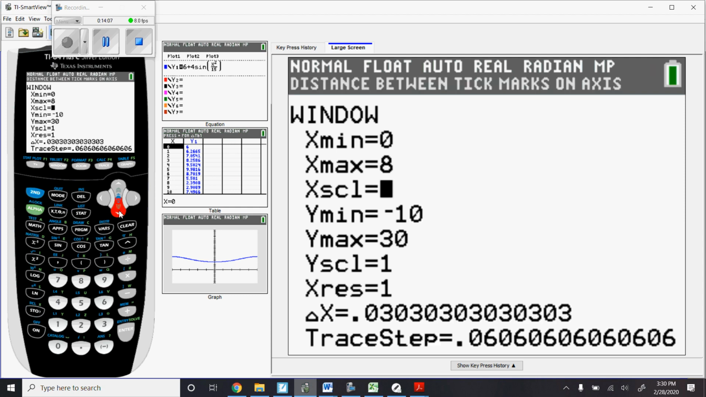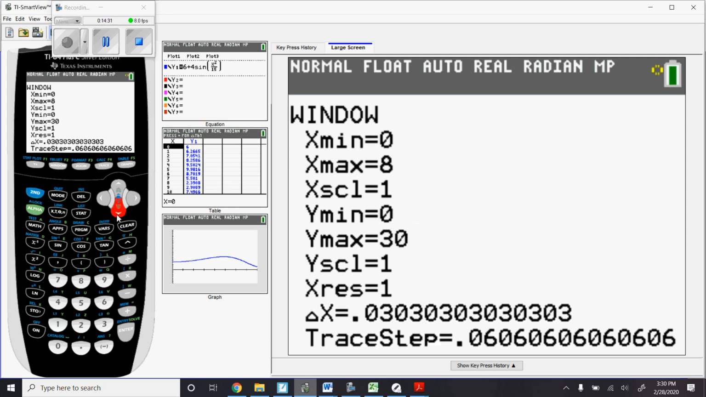Now, I know this graph is 6 plus 4 sine something. Well, I know sine has values between -1 and 1. So 4 sine is going to have a value between -4 and 4, but it's 6 plus 4 and 6 minus 4. So I know it's only going to live between 2 and 10. So I'm going to put my y min to 0, since that rate is never negative, and I'll put my y max to 10.